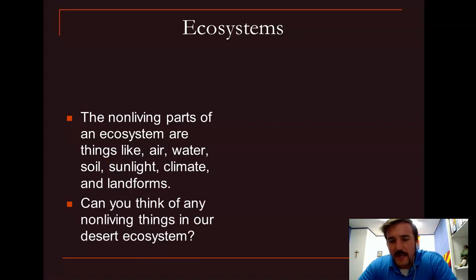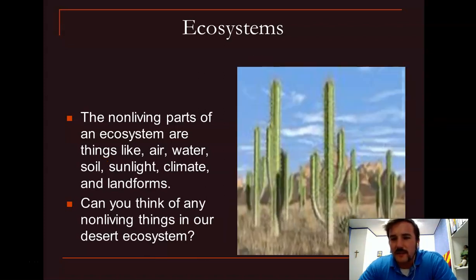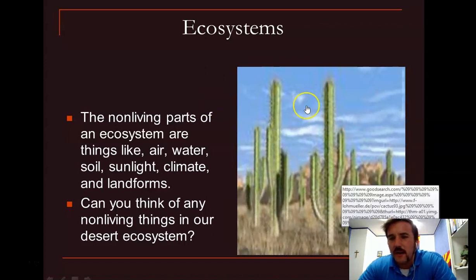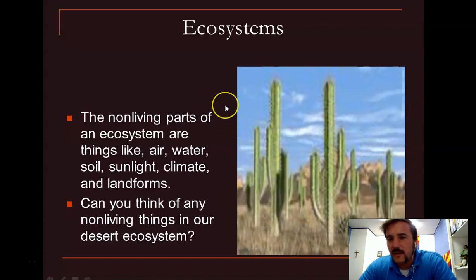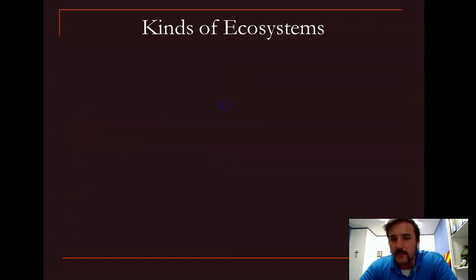Those can make a big, big difference when you think about the non-living things in our desert ecosystem, because without air, none of these plants that you see would be around. Without the climate and the weather, I know it doesn't rain a whole lot here, but without any rain at all these plants wouldn't be here. We wouldn't even have an ecosystem, right?